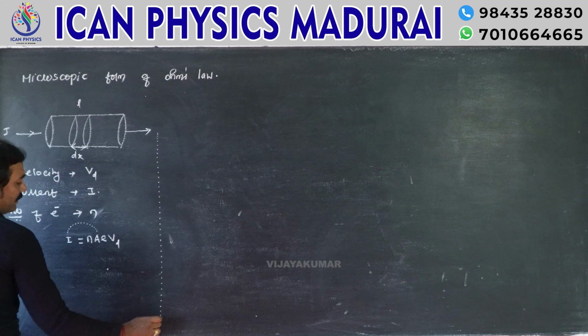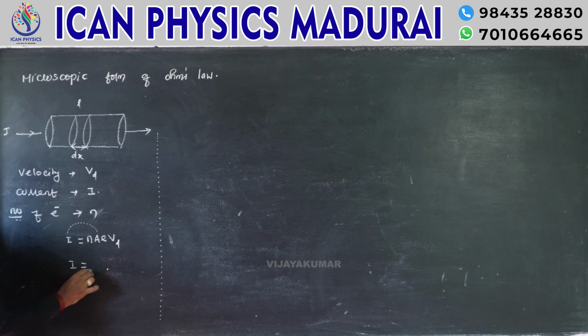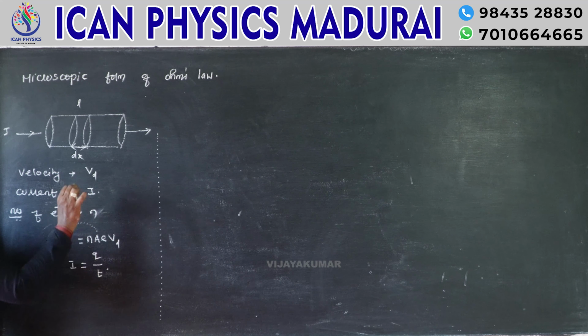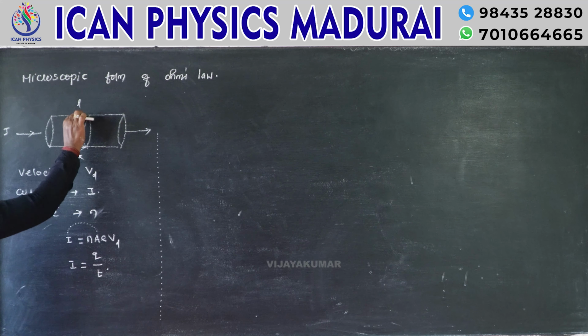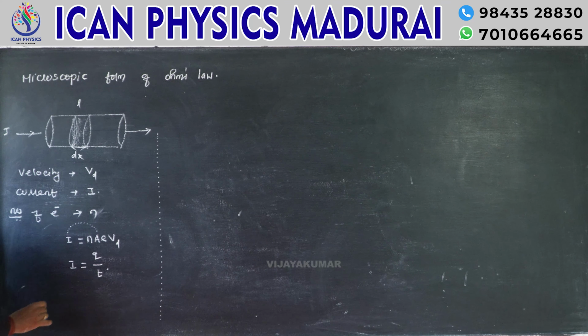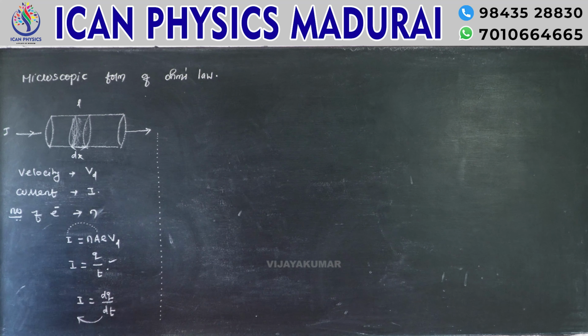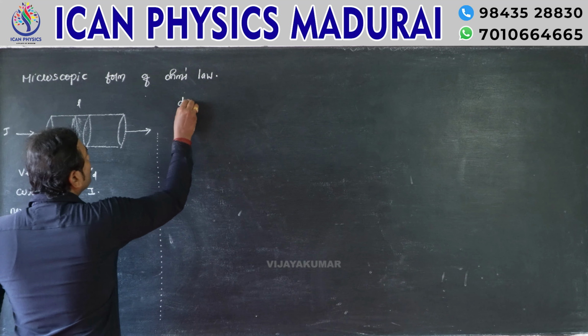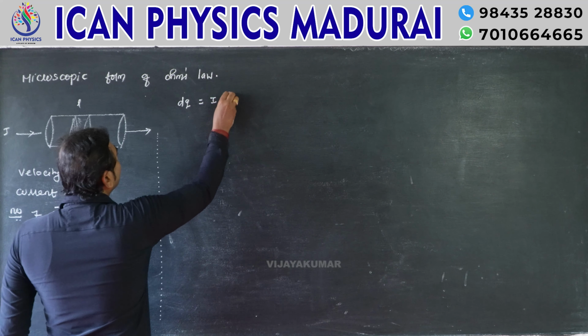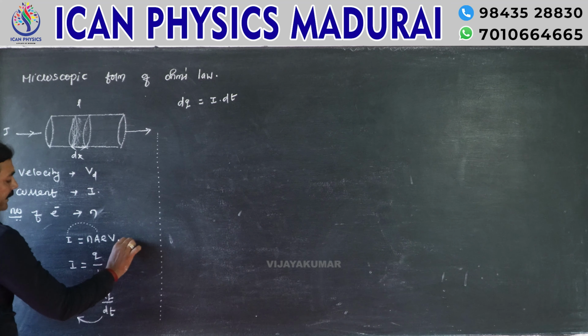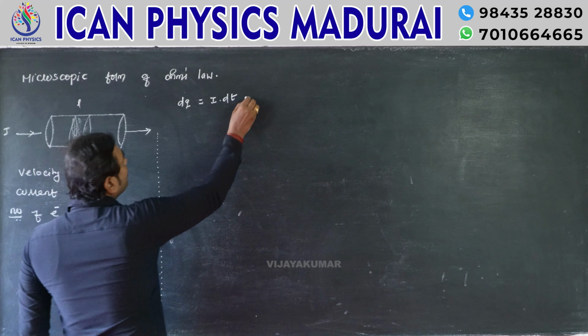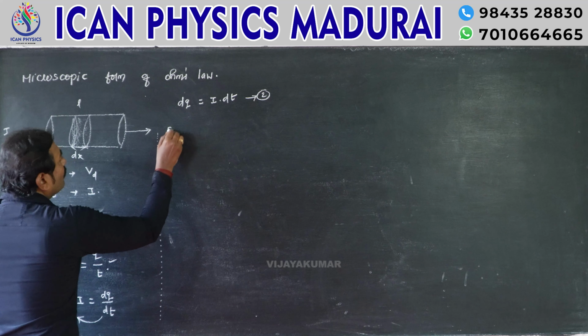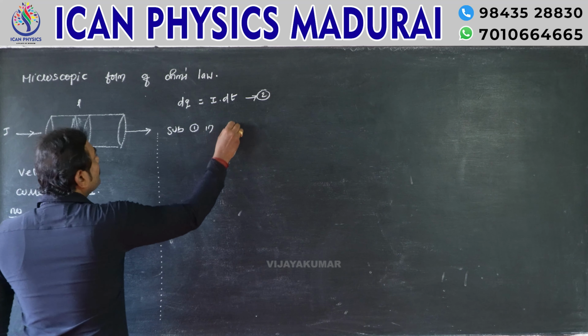The current is defined as rate of flow of charges. So in this small area, how can we represent I? I equal to dq by dt. Now the division dt comes to this side as multiplication dt. So dq equal to I into dt. Now it can be taken as equation number 1. Now it can be taken as equation number 2. Now substitute 1 in 2.